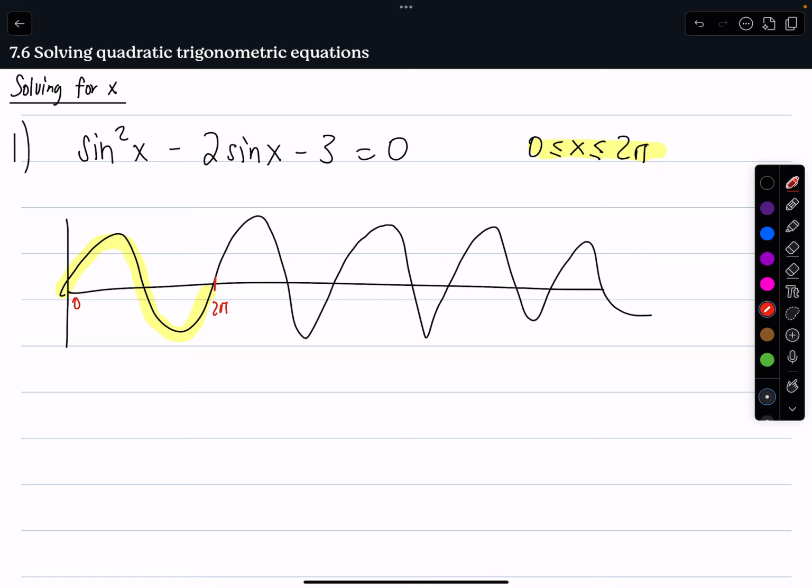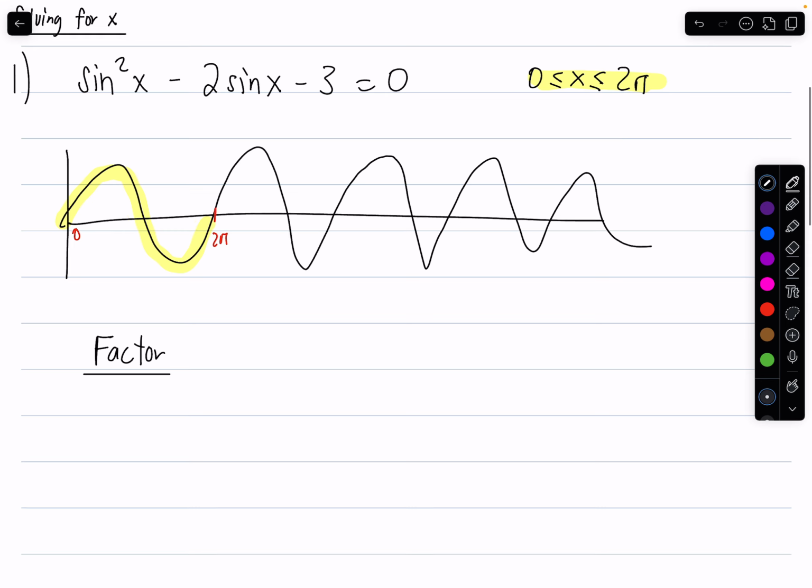So let's look at the first question. If we look at this sine squared x minus 2 sine x minus 3, we can kind of see it resemble a quadratic equation because we have the squared, the regular term, and then the number. So let's factor this equation. So the first step is we got to factor this. A lot of the times in these quadratic ones, we're going to be factoring. So if I factor this, I'll get sine x minus 3 and sine x plus 1 equals 0.